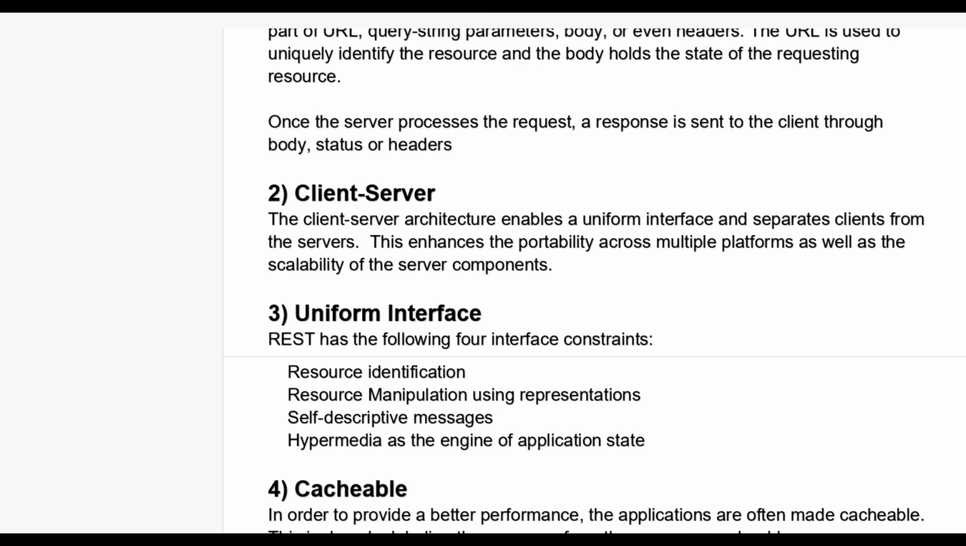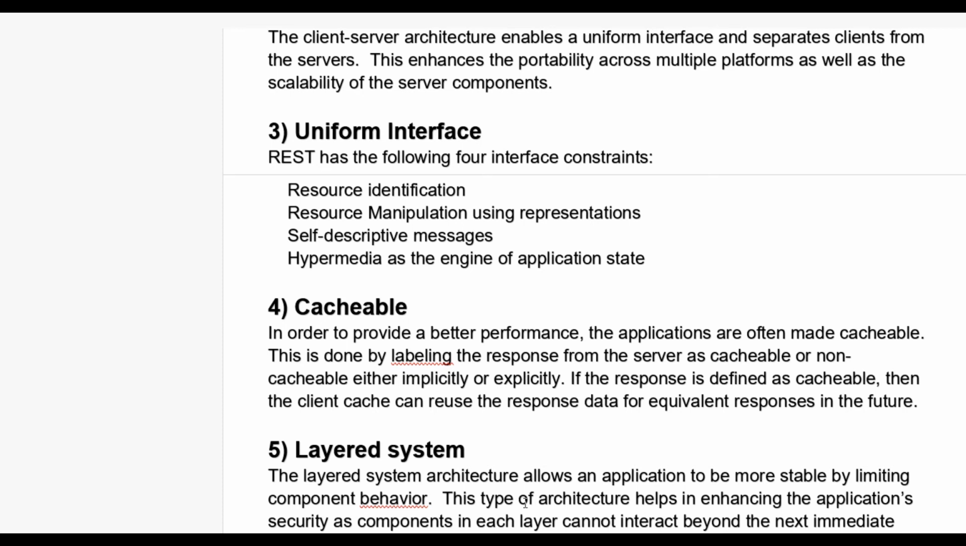Now, fourth one is cacheable. In order to provide better performance, the application is often made cacheable. This is done by labeling the response from the server as cacheable or non-cacheable, either implicitly or explicitly. If the response is defined as cacheable, then the client cache can reuse the response data for equivalent responses in the future.